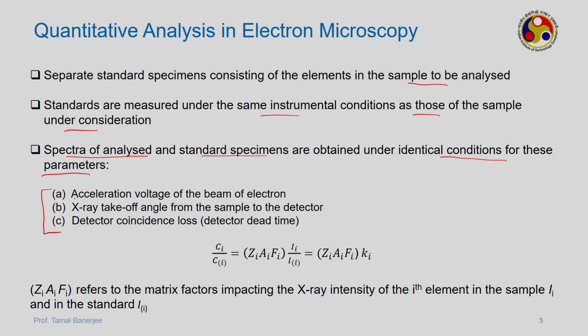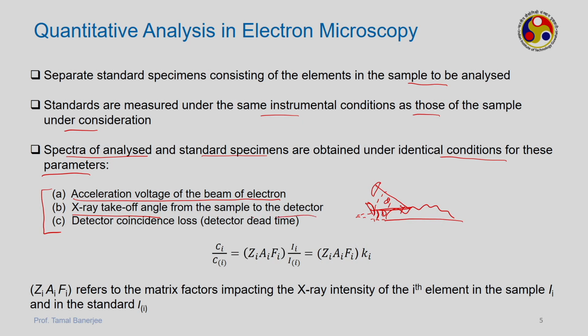What are they? First is the acceleration voltage of the electron beam, because acceleration voltage will actually depend upon the brightness or the contrast of whatever spectra you are getting. So this is one factor. Then the X-ray takeoff angle. I already told what the X-ray takeoff angle is in the previous lecture. If the detector is here, this is the takeoff angle. I cannot draw it properly, but this is theta. The X-rays come from the sample and strike the detector, so this becomes theta.